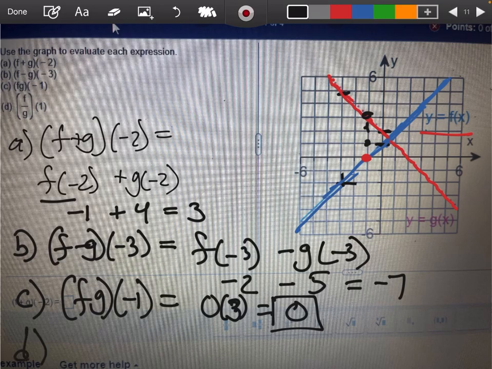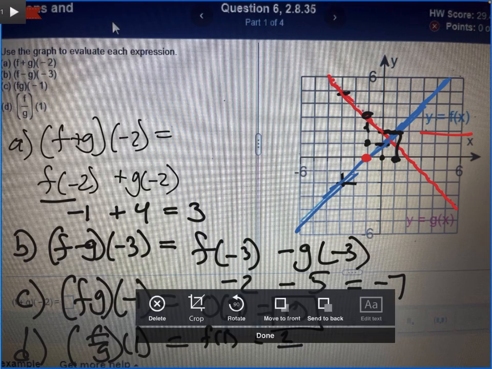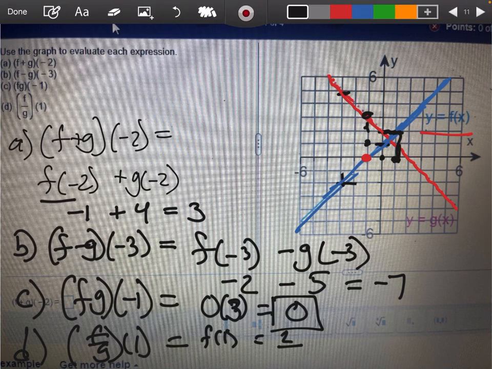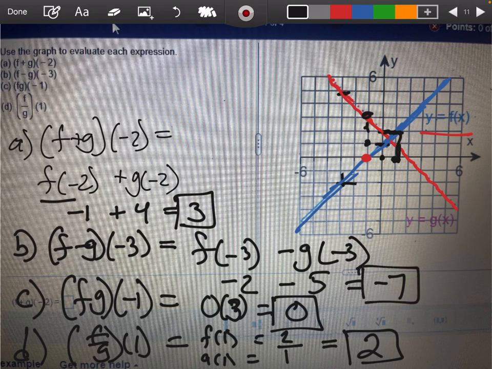And then we got one last part here, y'all. Part D says f divided by g at 1. Okay, so look, here is 0. So here's 1. We're going to go up till we hit our function f. Y'all, we're hitting it at 2. So f of 1 is equal to 2. G of 1, here we are again at 1. I'm going to go up. Ooh, we only go up one spot. So g of 1 is 1, and 2 divided by 1, y'all, is 2. Okay, so for the first part, came up with 3. For the second one, negative 7. For the third one, 0. For the last one, 2.